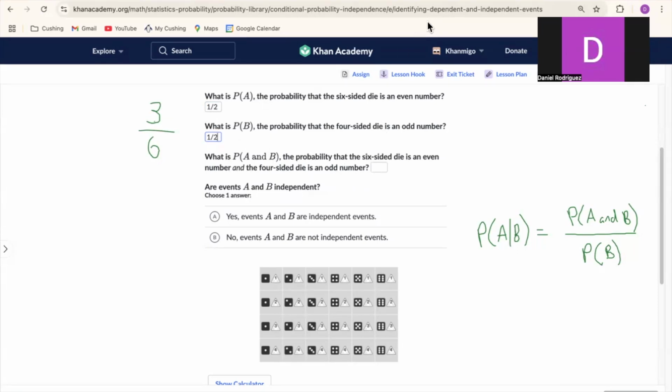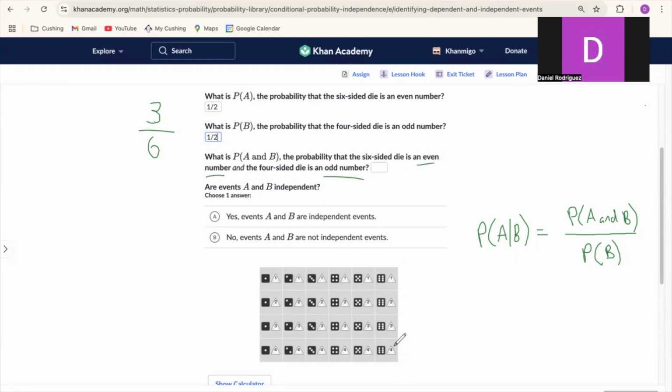A couple of different ways you can do this. You can just count it in the sample space. Let's count in the sample space. So there's 24 outcomes here. How many of those 24 have an even number on the six-sided die and an odd number on the four-sided die?